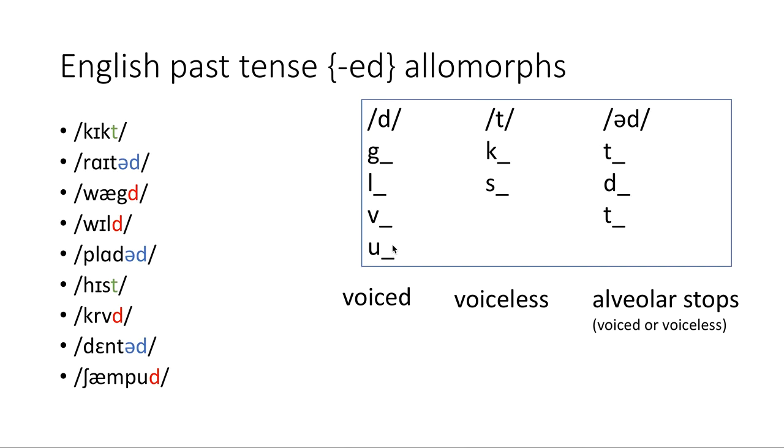So, simple rule again, if the morpheme comes after an alveolar stop, it's going to take on this syllabic property, ud. If it comes after a voiceless sound, it will be voiceless, t. And if it comes after a voiced sound, it will be voiced, d. So this is really another example of that phonological process of assimilation that we talked about when we talked about the nasalization of vowels in the allophones.